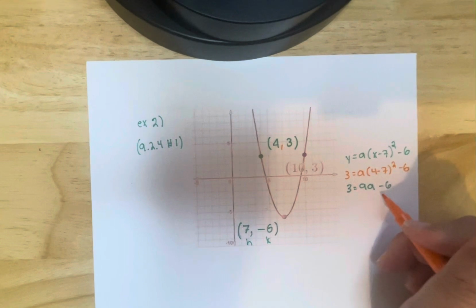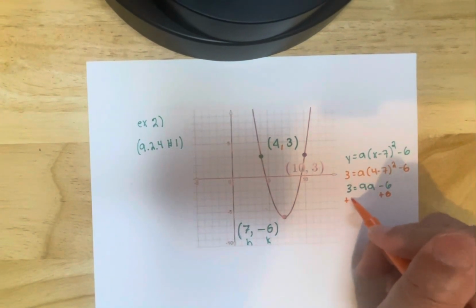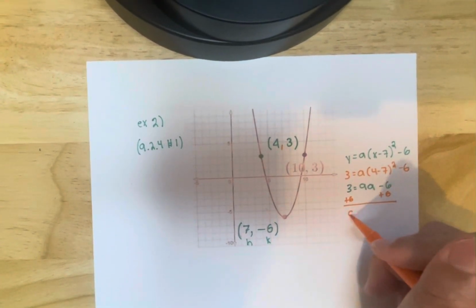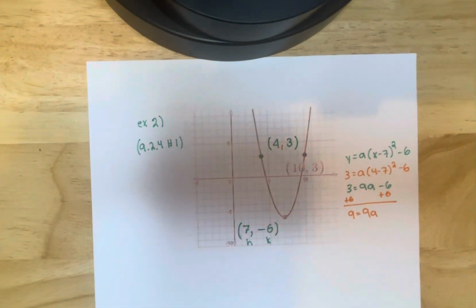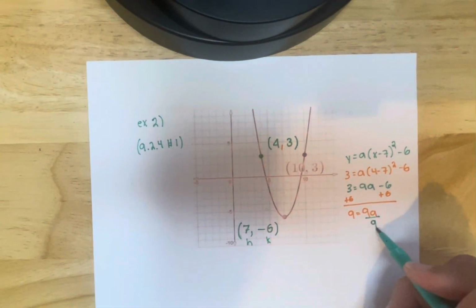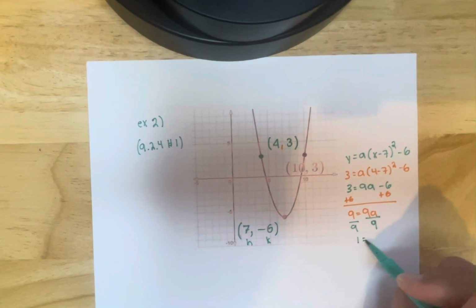I'm going to get a by itself, so I'm going to add 6 to both sides. 9 is equal to 9a. Then the last step is to divide both sides by 9 so I can get a by itself, and I'm going to get 1 is equal to a.